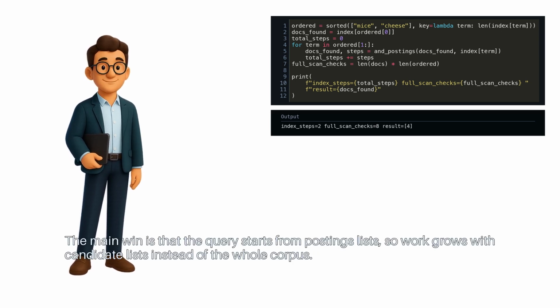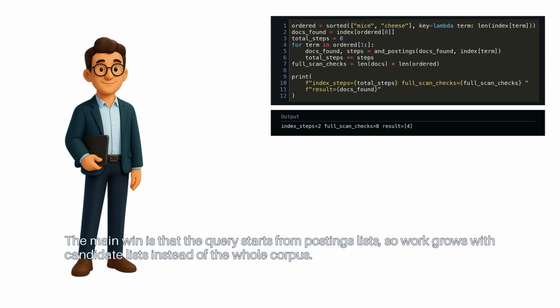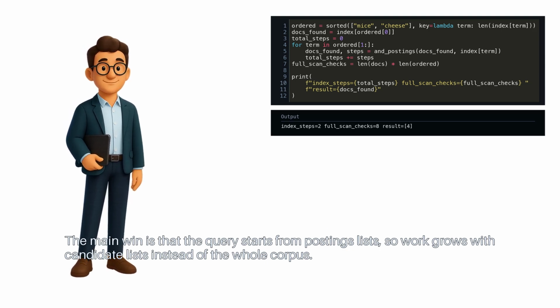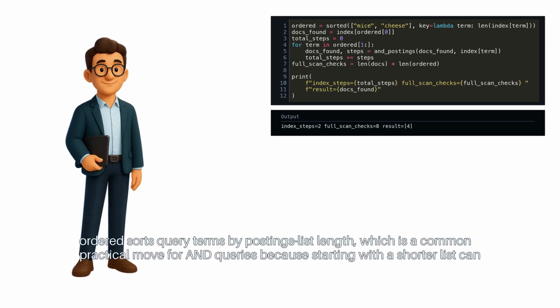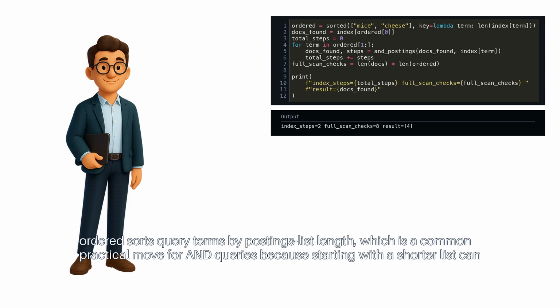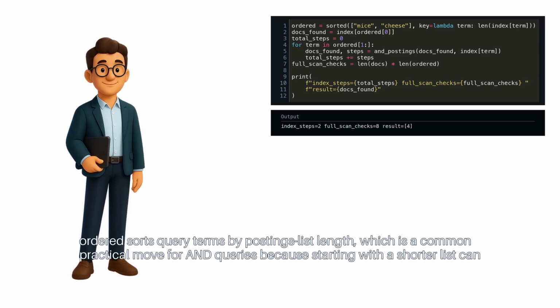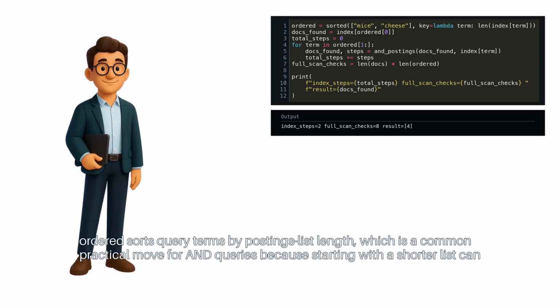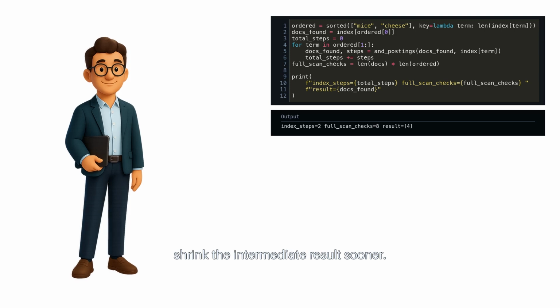The main win is that the query starts from postings lists, so work grows with candidate lists instead of the whole corpus. Ordered sorts query terms by postings list length, which is a common practical move for AND queries, because starting with a shorter list can shrink the intermediate result sooner.